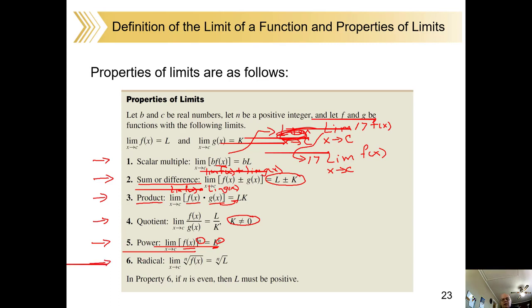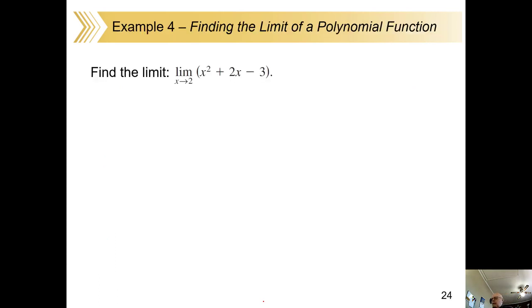Last one. If you got number 5, you should have number 6. This one says, if you want the limit of this radical, just take the limit of what's inside, take it to the nth root, and get your answer. Again, like in the last slide, if n is even, you have to be a little bit careful. You just have to make sure that L turns out to be positive. If it's negative, you can't do it. Next.